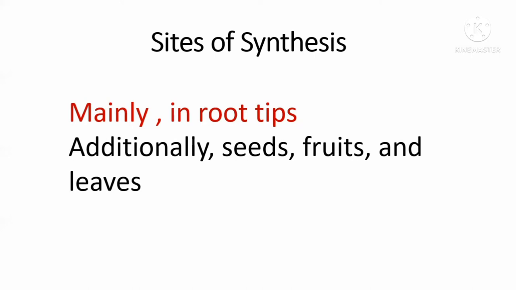As an adaptation, luckily the cytokinin is produced in the root tips. So now the root system and the root tips are available. Therefore the cytokinin is synthesized in the root tips, and this cytokinin stimulates the formation of the shoot system. Additionally, the cytokinin is produced by seeds, fruits, and the leaves.